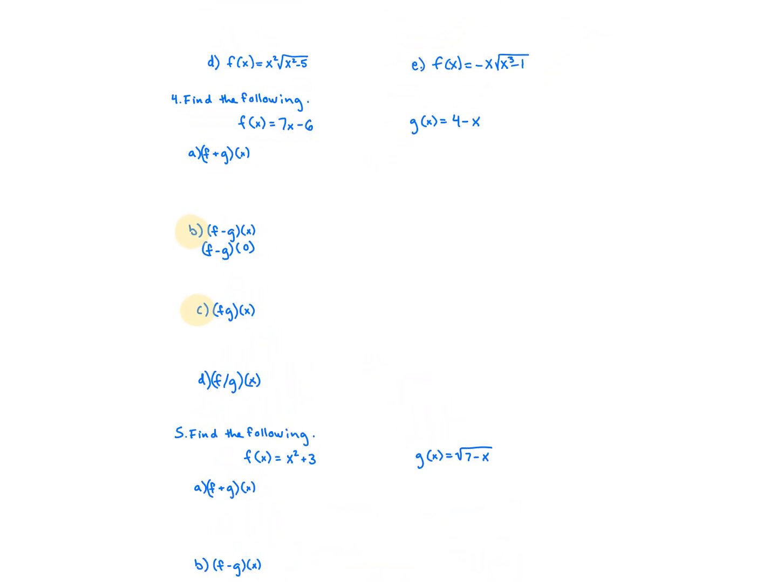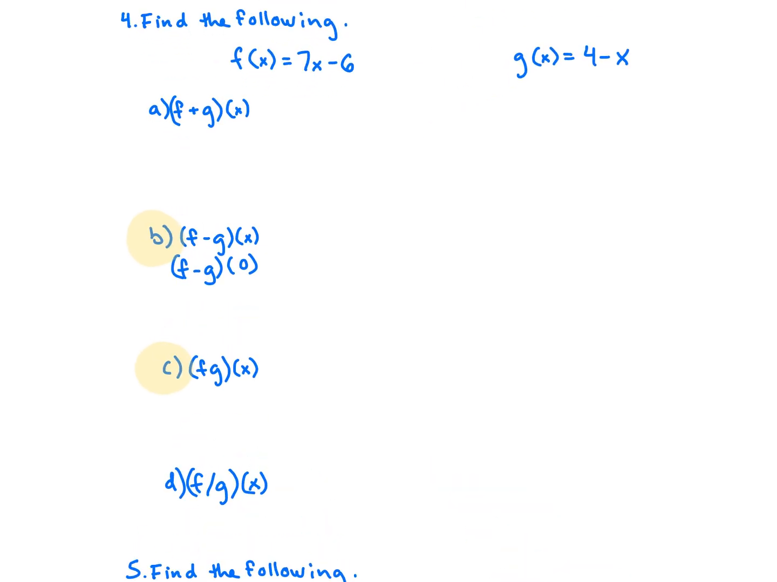All right, on the next page, let's look at number 4. It says find the following given that f of x is 7x minus 6 and g of x is 4 minus x. So first thing it wants us to find, I'm going to skip to b. Let's find f minus g. So f of x would be 7x minus 6 minus g of x. So since we're subtracting multiple terms, I'm going to put it in parentheses. So minus (4 minus x).